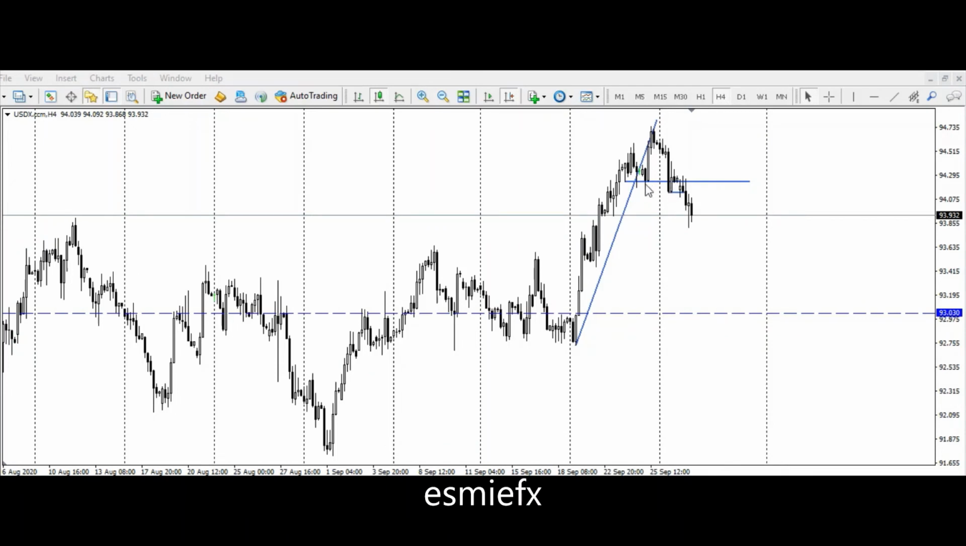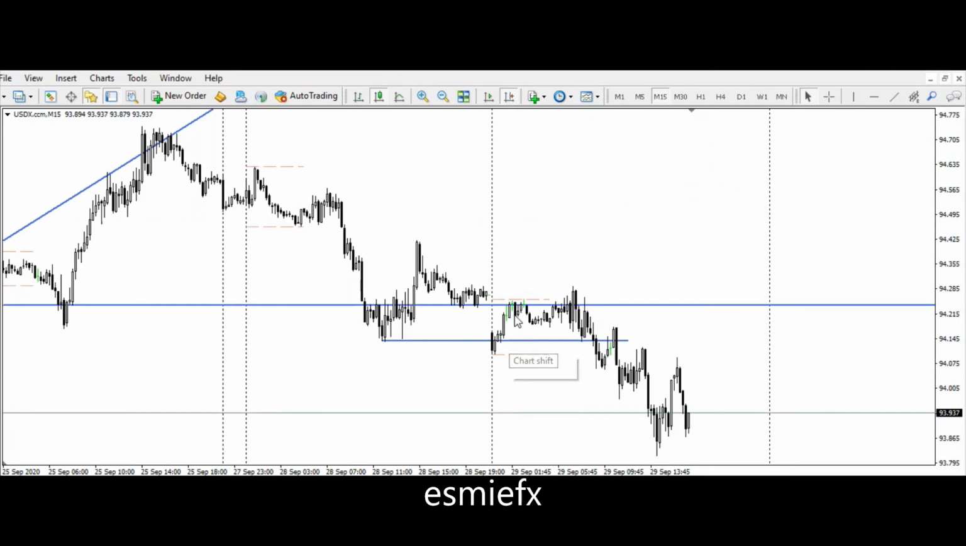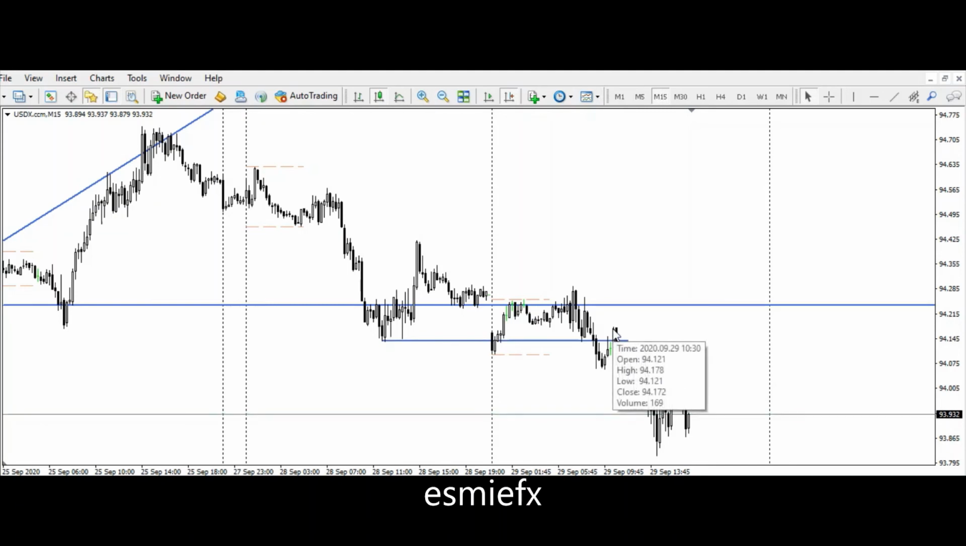Dollar broke the structure here yesterday, and then there was a retracement, and today it dropped a bit. This is yesterday's low and acted as a resistance. The entry was at 11:30 a.m., same as Euro and Swissy, all around the same time.